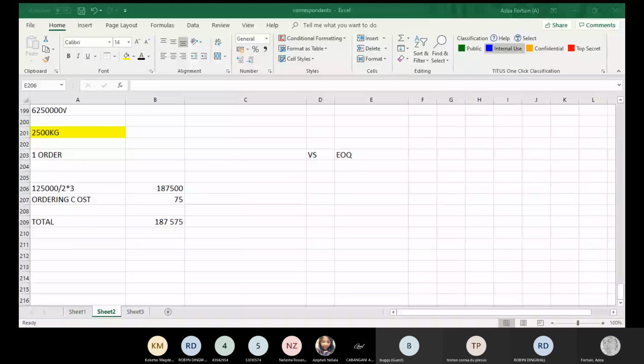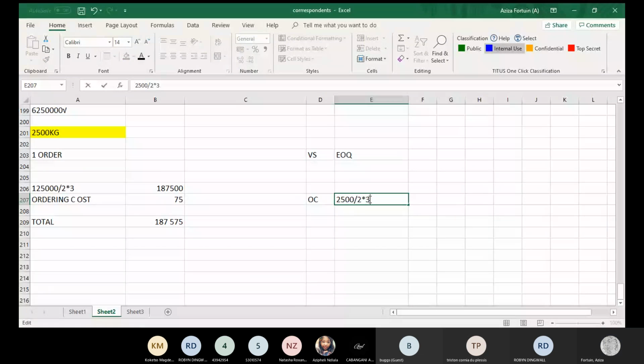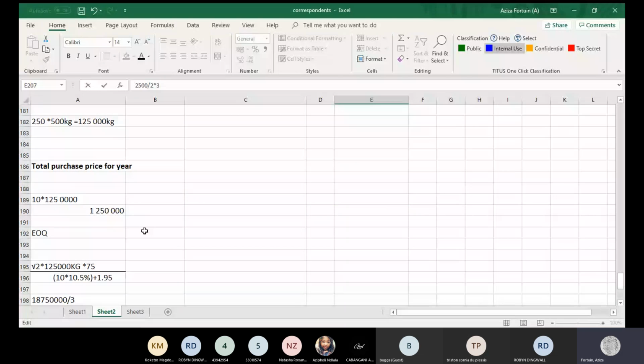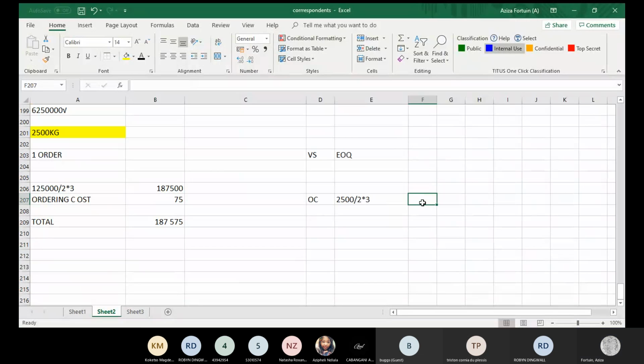Okay, anybody want to go? So to calculate the carrying cost, we're going to take our EOQ amount, divide it by 2, and then multiply it by the 3 rand. So you're going to get an amount of 3,750. That's your carrying cost.